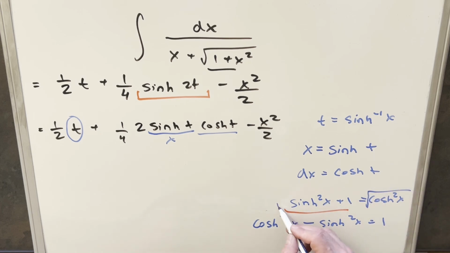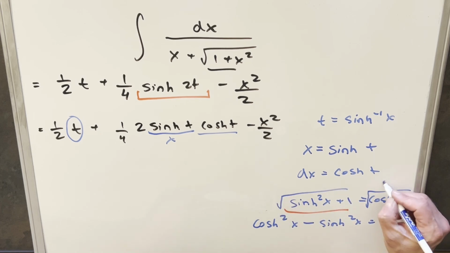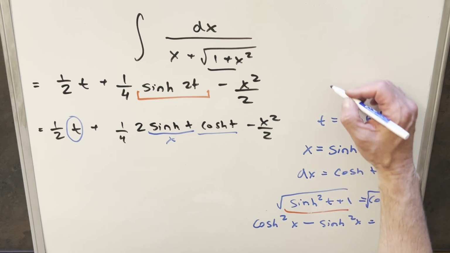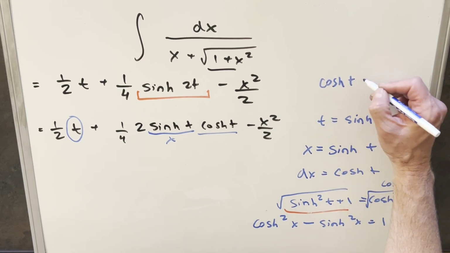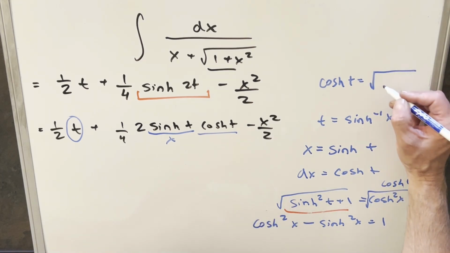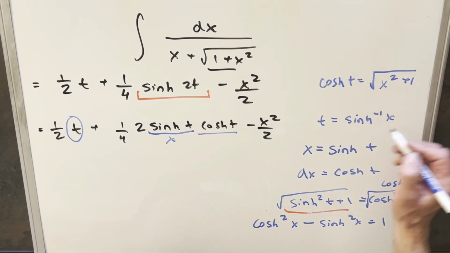If you take a square root on both sides, this is now going to be just cosh x here. But again, I'm just looking at this like the variable is t, right? So let's just change this to t really quick. So our formula for cosh t is going to be this, but for sinh t we have x. So for cosh t, we can write this as square root. With this being x, we can write this as square root of x squared plus 1, and so that's going to be the value we need there.